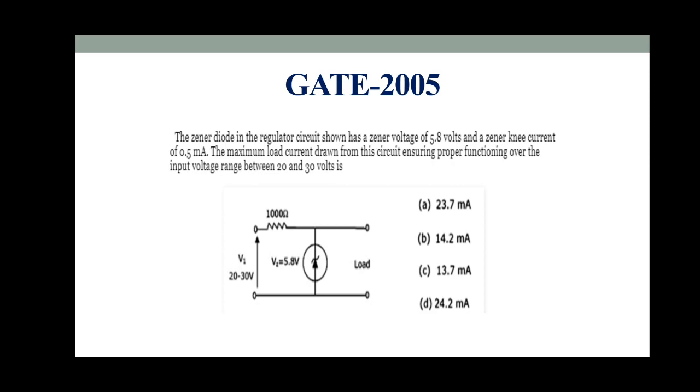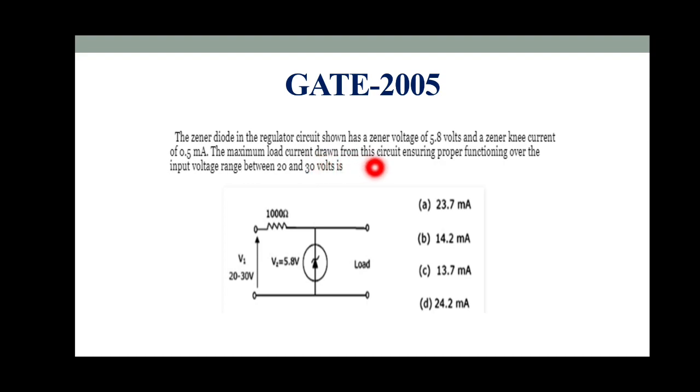Next, this question came at GATE 2005. The Zener diode in the regulator circuit shown has a Zener voltage of 5.8 volts and a Zener knee current of 0.5 milliamps. That means it is not an ideal Zener diode because it has a non-negligible Zener current value, that is 0.5 milliamps. That is the IZ min actually.